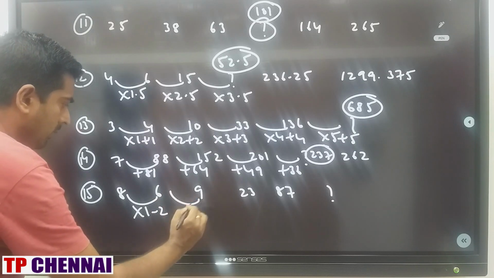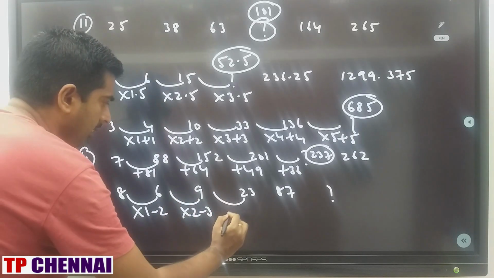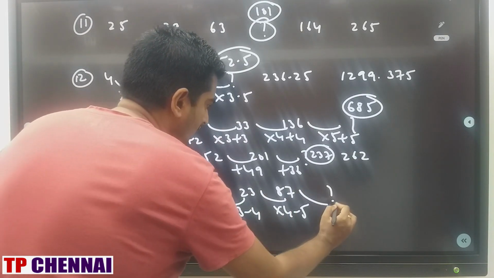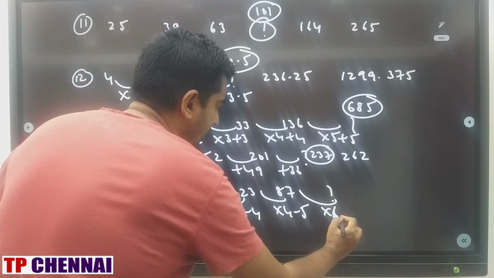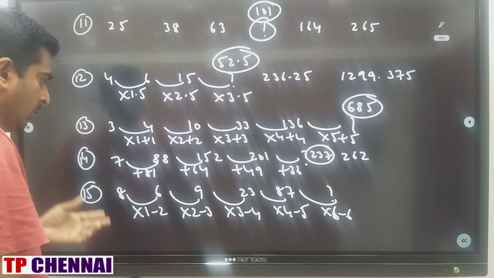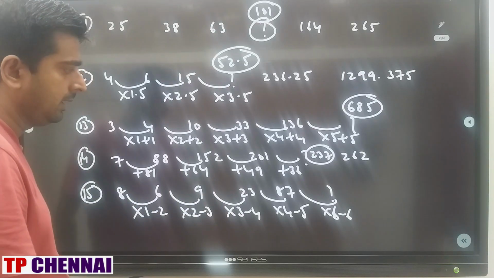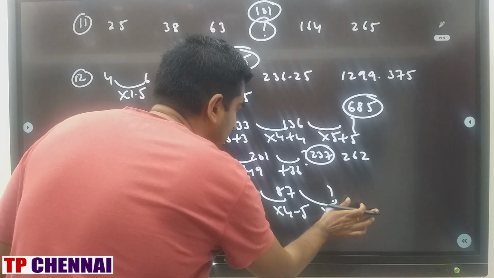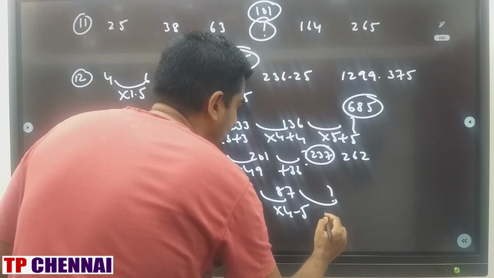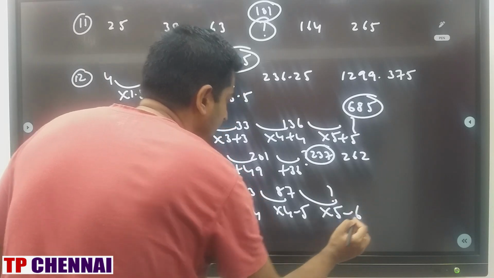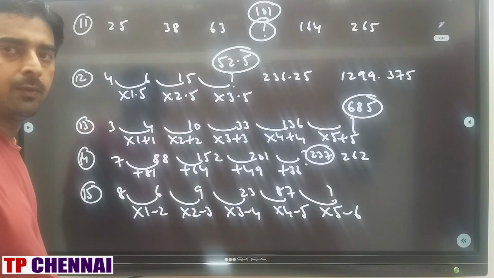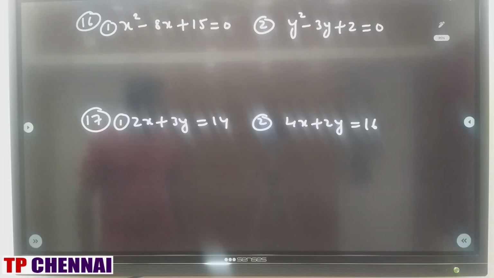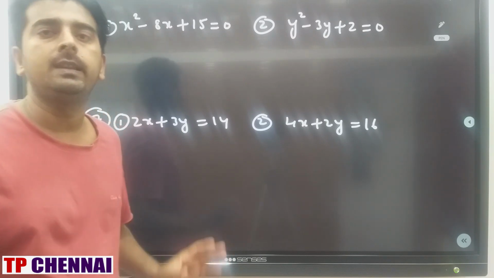Next one: 8, 6, 9, 23, 87, question mark. Into 1 minus 2, into 2 minus 3, into 3 minus 4, into 4 minus 5. Into 1, into 2, into 3, into 4, into 5. Right here it will be into 5. This is into 5 minus 6. 87 into 5 is 435 minus 6. 429. My answer is 429. So I hope you are clear with the 5 missing numbers. Now we will see the next 5 quadratic equations.